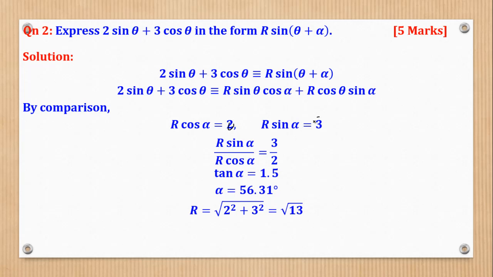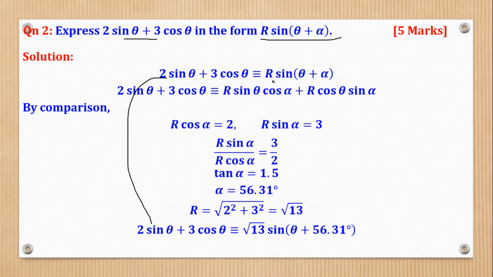This squared plus this squared, everything under square root, to give you root 13. Because square root of 13 is not exact, you just leave it as square root 13. Don't write it in decimals. Then you can now write this in the form required, where you substitute for r and for alpha. So basically that is what they wanted.